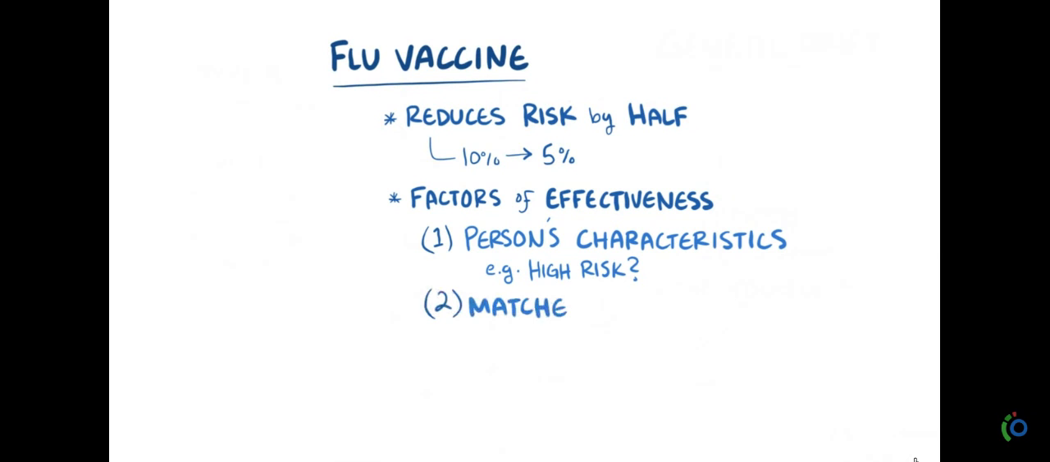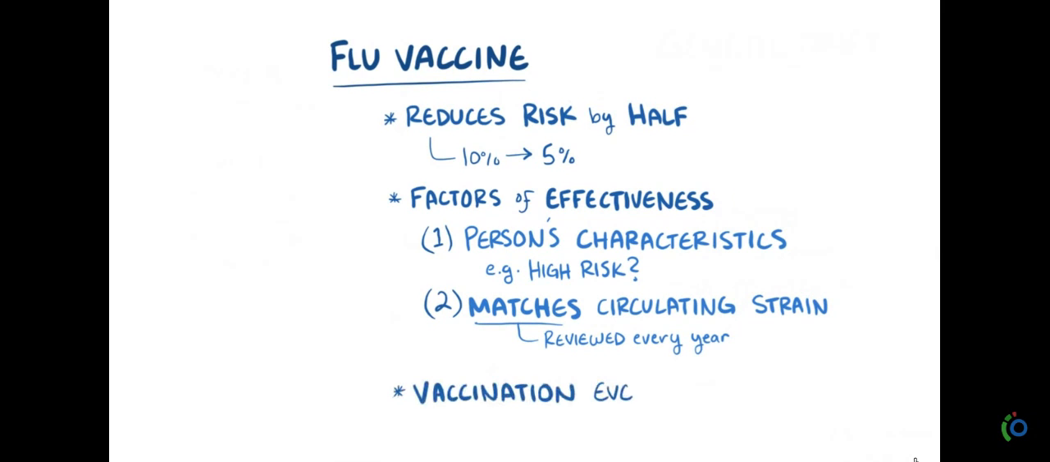Second, the vaccine has to match the circulating flu virus of the season. Since flu viruses are constantly mutating, the flu vaccine formulations are reviewed each year to keep up with any changes. Finally, it's important to be vaccinated each year before the start of the flu season to ensure protection against the circulating virus.